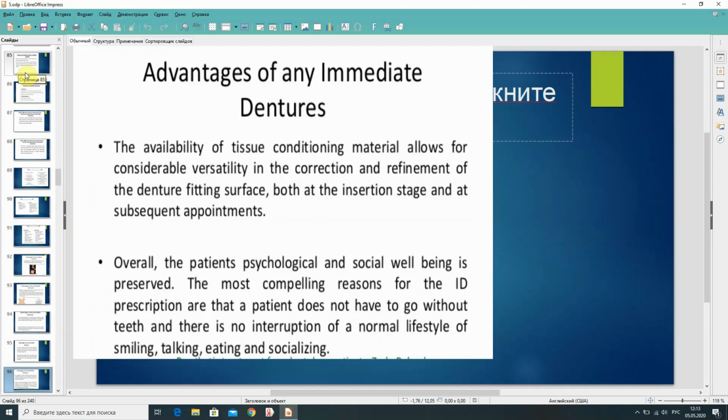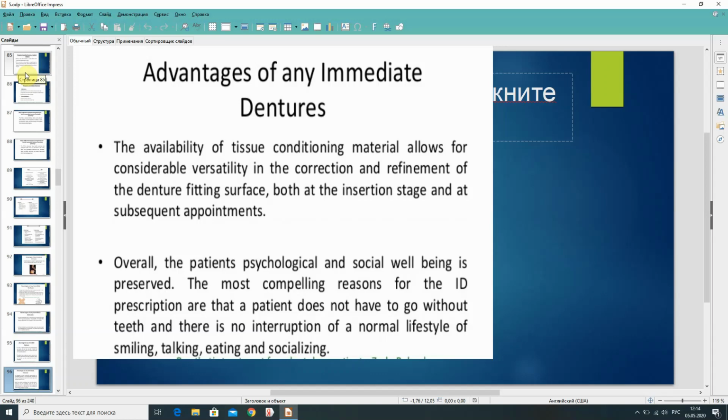Advantage of any immediate dentures: the availability of tissue conditioning material allows for considerable versatility in the correction and refinement of the denture fitting surface, both at the insertion stage and at subsequent appointments. Overall, the patient's physiological and social well-being is preserved.